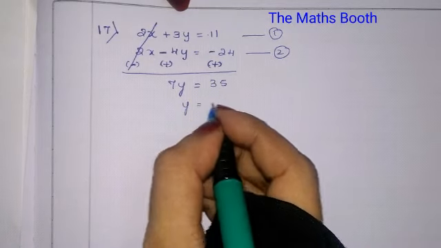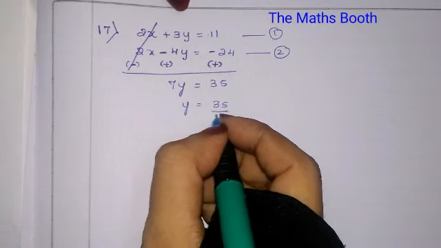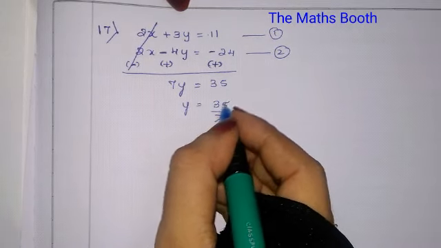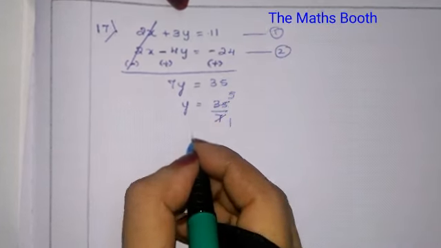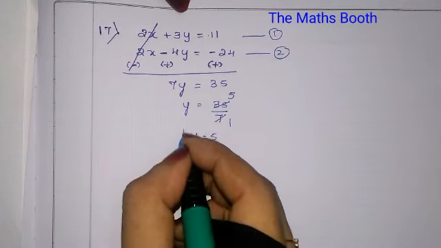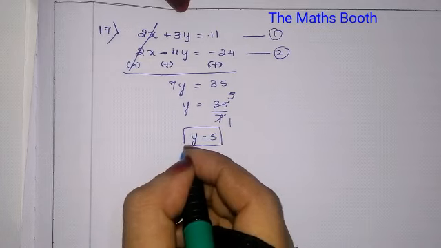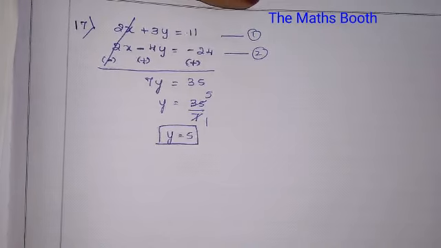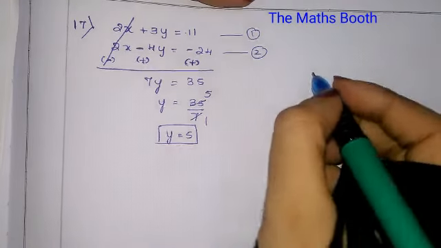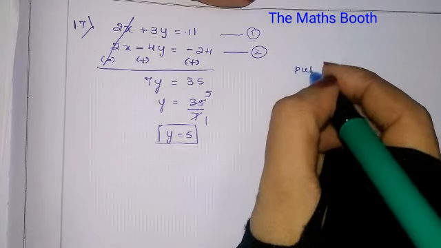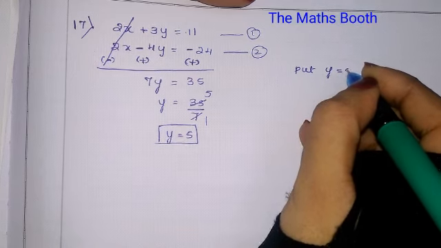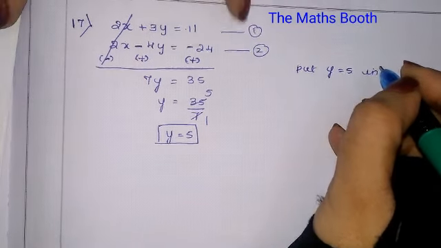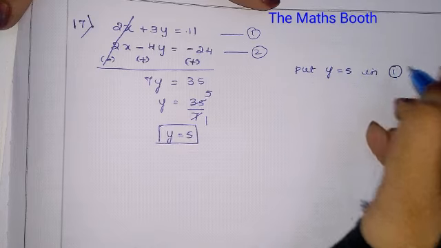y equals 35 by 7. 7 ones are 7, 7 fives are 35. So y equals 5 we got. We solve means we need to find the value of x and y. Now we got the y value, we have to find x. Put y equals 5 in any one equation, we can put it in equation 1.